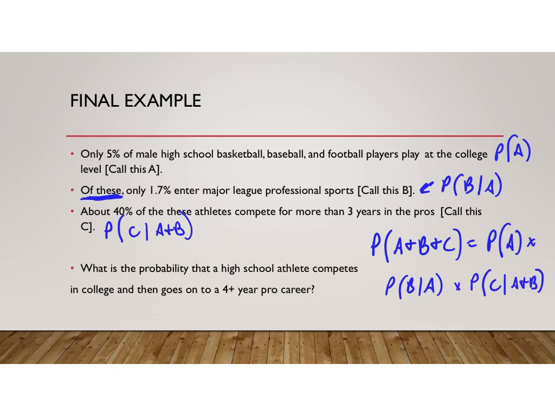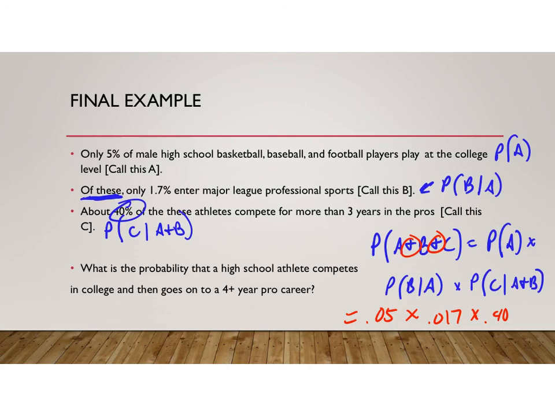So this is just an extra round of conditional here. Again, it's not 40% of all people who play more than 3 years in the pros, it's 40% of those who have entered the pros. So again, these are "and" events, which lead to multiplication, and then we just have these ongoing conditionals. So there's the 5% who go to college, times the 0.017 or 1.7% who go on to the pros, times the 40% who actually go more than 3 years in the pros.